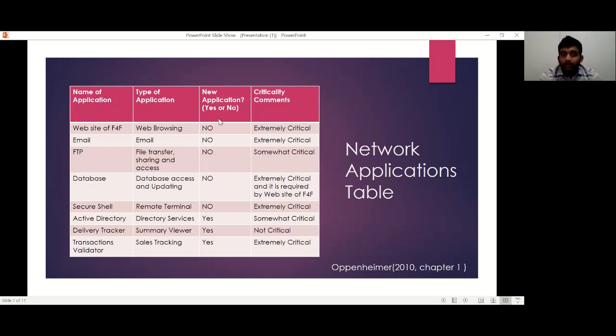The last three, active directory, delivery tracker, and transaction validator, are new applications, and the rest are not.